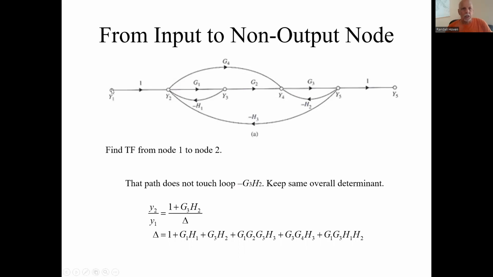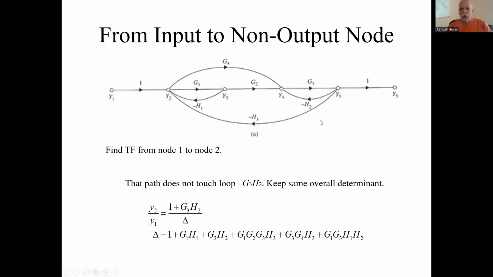Now, what if you don't want to go all the way to an output? Let's take this guy and say we're only interested in the transfer function from Y1 to Y2. It is not just 1. Remember, this means everything coming into it gets added. So what's here is not just what's here. It's the sum of that, Y1, plus the sum of minus H3, Y5, minus H1, Y3. So anyway, how do you do that?